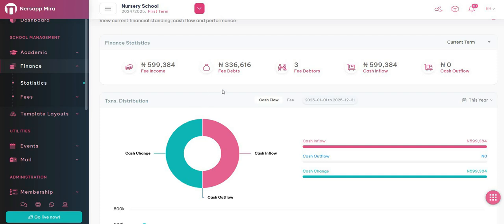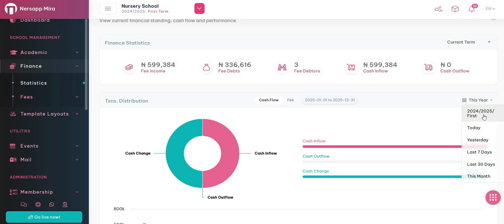In the transaction distributions, we track cash flow and only fee, since we have only fees currently in this version of NESAP. Beside it, you see the dates you can select to pick what date you want to track this distribution for. You can check from here, or you can go to the extreme right and pick the dates from here. You can pick for this current term.